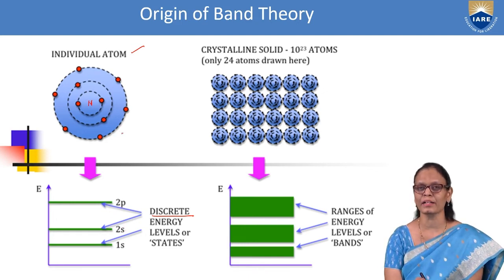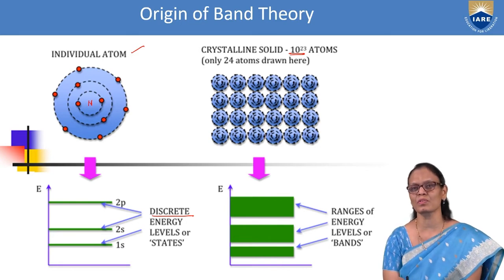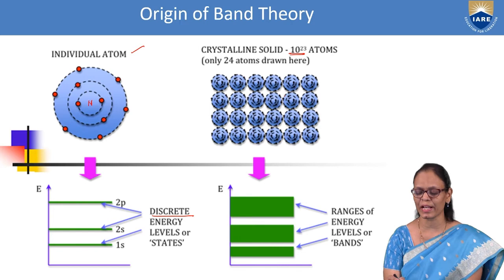Now, the same atom, I look at it in a crystal. A crystalline solid which consists of 10 power 23 atoms which are very close together. So here we are showing only 24 atoms, but there are more actually. So now because of the interactions, what is happening? There is overlap here. There are a number of levels which are overlapping and they are forming a band.